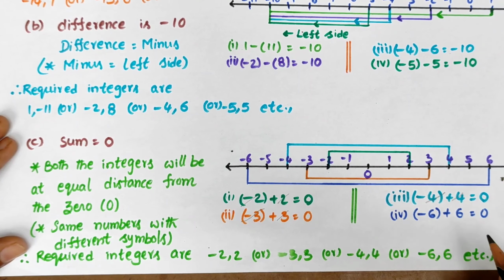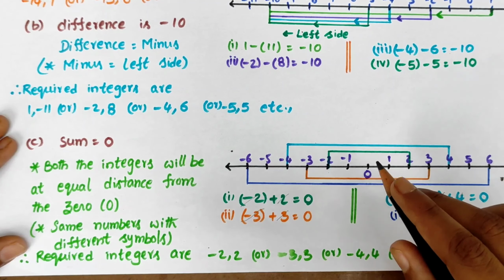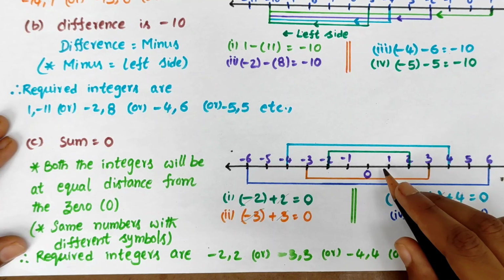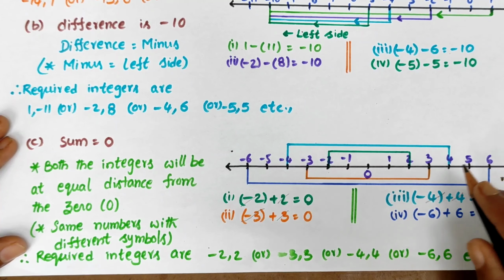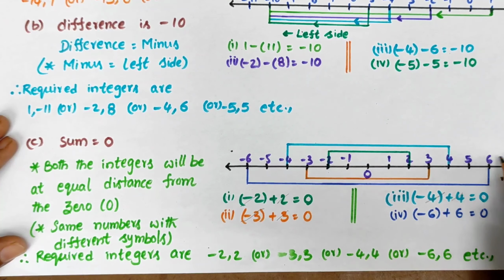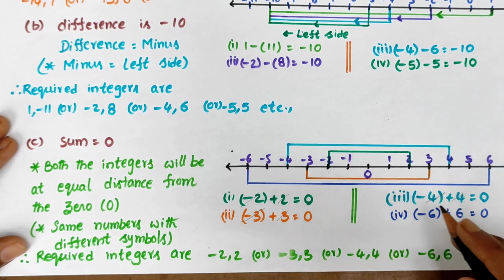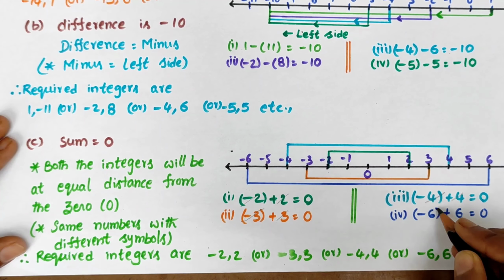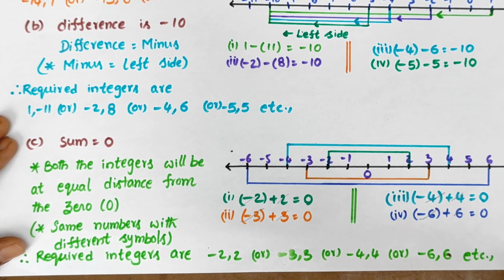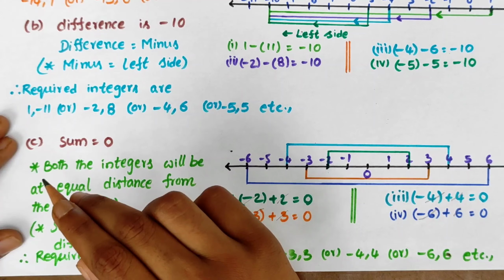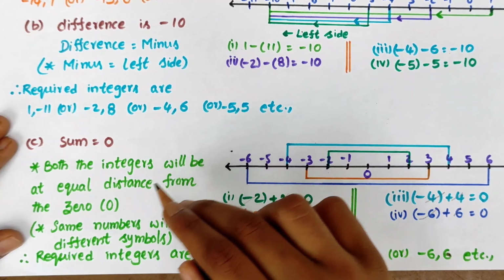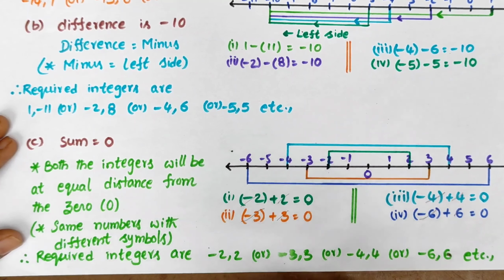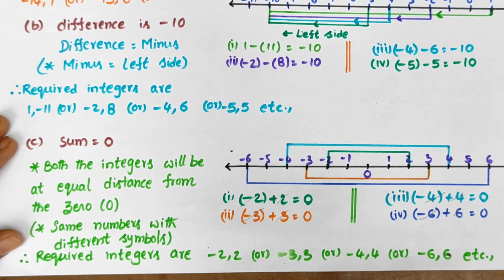Now let us take another pair, minus 6. From 0, 1, 2, 3, 4, 5, 6, and 1, 2, 3, 4, 5, 6. So minus 6 and 6 have equal distance from 0. So minus 6 plus 6 is equal to 0, or both of them get cancelled. Now let's read the sentence here. Both the integers will be at equal distance from the 0. Same numbers with different symbols.